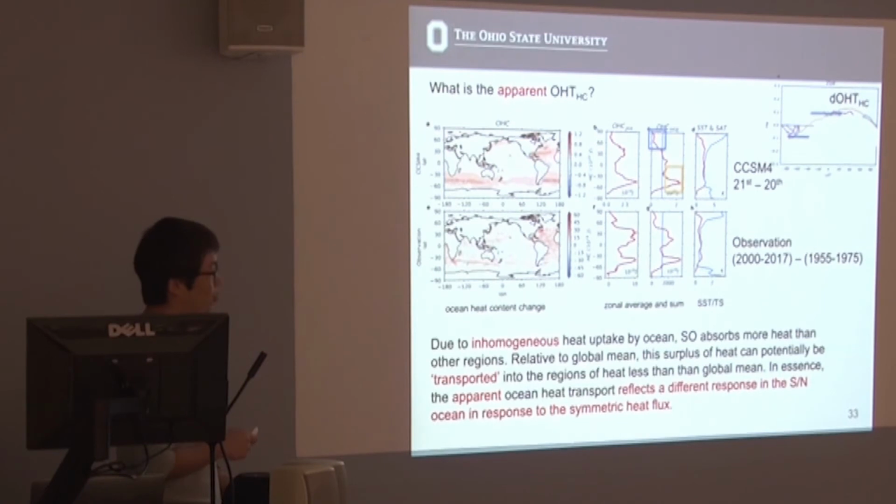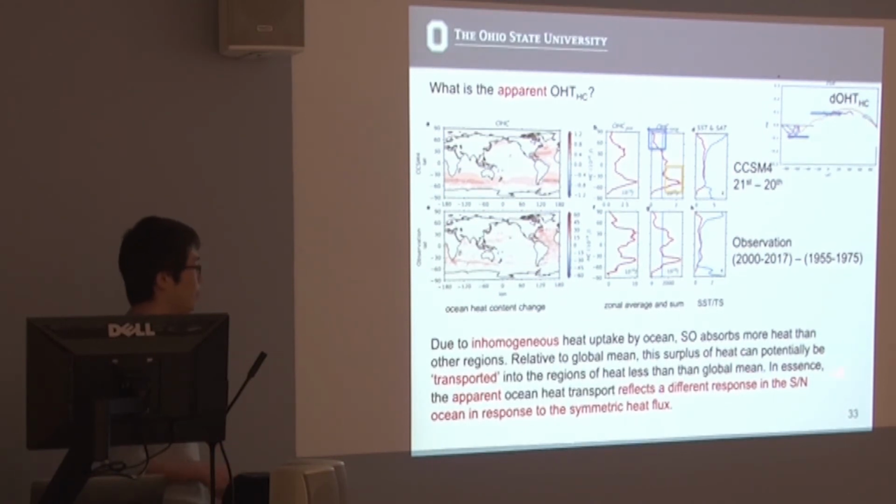And so the apparent ocean heat transport can be understood in this way. Relative to the global mean, which is the blue vertical line here, this is a surplus of heat. The surplus of heat means that the heat in the Southern Ocean can potentially be transported into regions of heat less than the global mean. The regions of heat less than the global mean are actually in the blue box in the Arctic Sea. So that means the surplus energy in the Southern Ocean can be transported northward to the Arctic Ocean. That is exactly what we see here, that the apparent ocean heat transport originates from the Southern Ocean and transports all the way northward to the Arctic Sea.